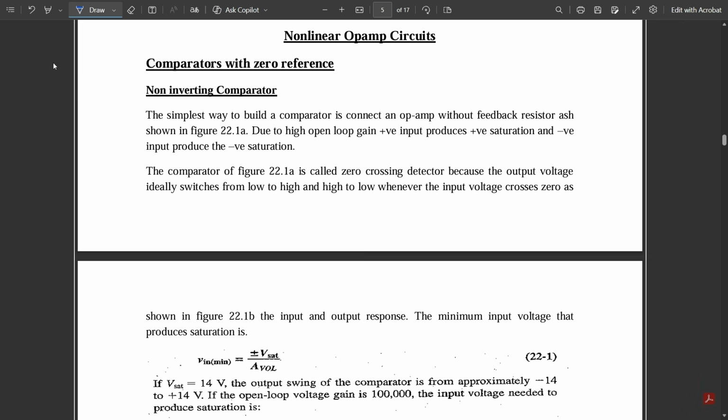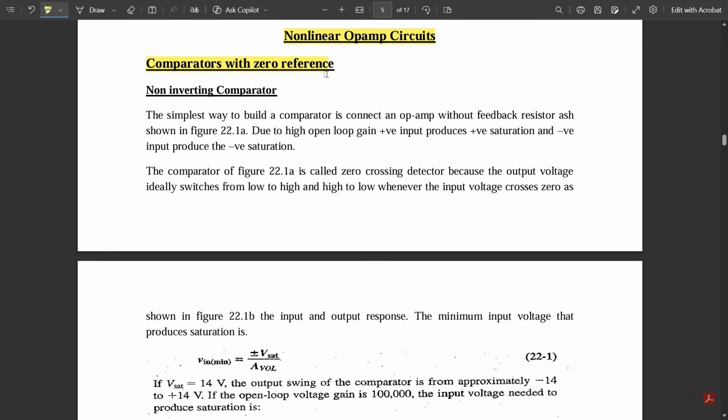So now in this video, we are going to discuss the non-linear op-amp circuits based on comparators. Basically, under this non-linear op-amp, we are discussing comparators with zero reference and comparators with non-zero references. Under the category of comparators with zero reference, we have two important comparators: one is called the non-inverting comparator and the other is the inverting comparator. Both of them we are going to discuss in this video. So let us start now.